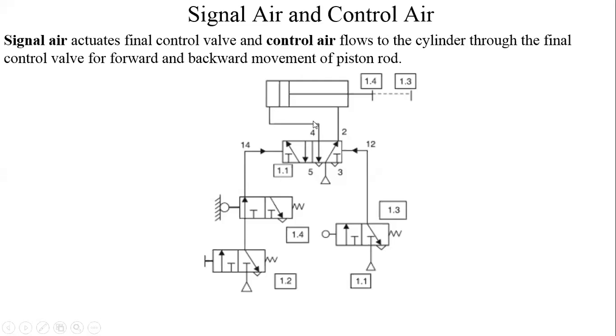This is control air. This is not control air. This is signal air. This is also signal air. So up to the final control valve it is signal air. From the final control valve to the cylinder it is control air. I hope this is understood. I hope the concept is understood now. Okay? Yes, sir. Right.